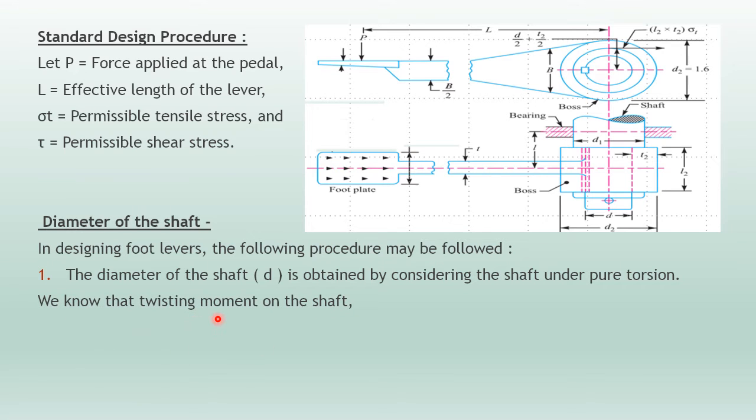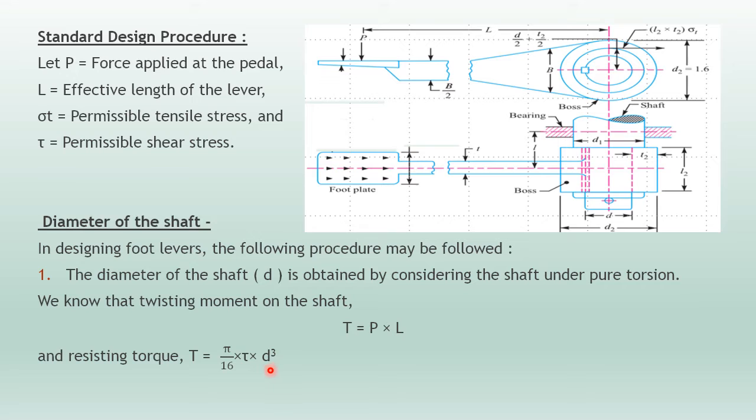So we know that the twisting moment or the torque of the shaft is T equal to P into L, where P is the force applied and L is the effective length. And the resisting torque is capital T equal to pi by 16 tau d cubed. Again remember this formula, you have already learned it in strength of materials. So the resisting torque is T equal to pi by 16 tau into d cubed. From this equation you can find out the diameter of the shaft.